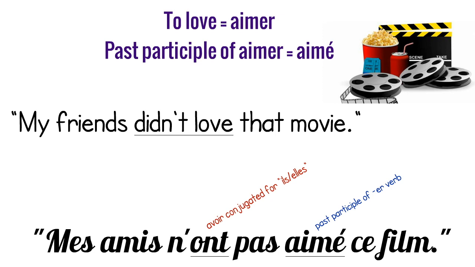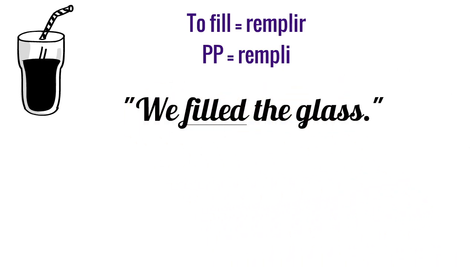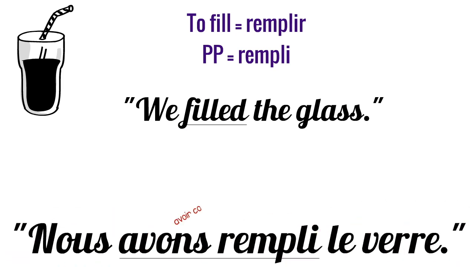So now let's change the verb. Remplir means to fill, and rempli is the past participle. To say we filled the glass, we have nous avons rempli le verre. Avons matches nous for the avoir conjugation, and we add the participle as usual.